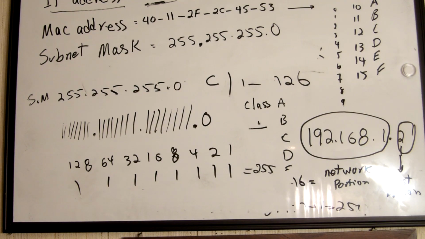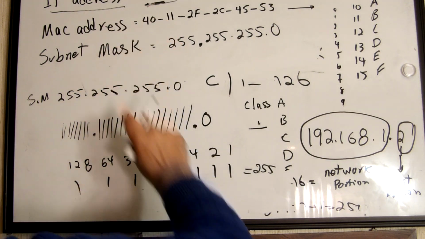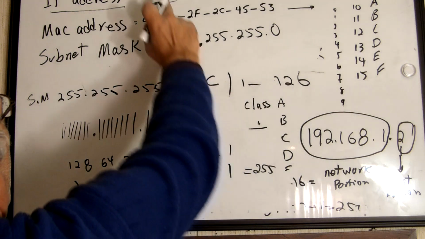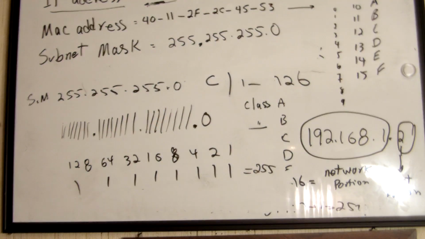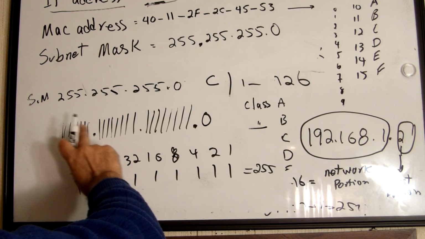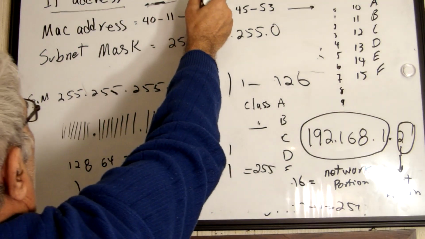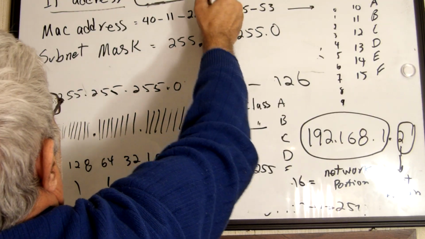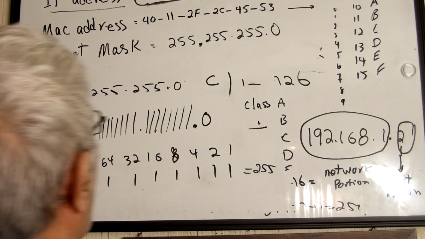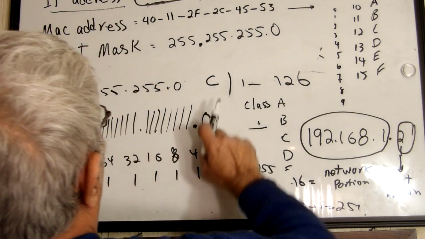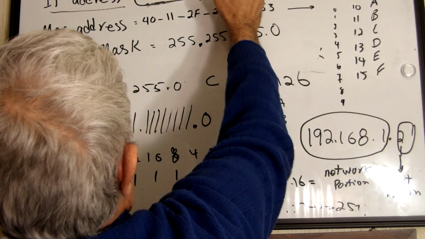Okay, this is class C. Class C starts from 192. 193 is still class C. The subnet mask means these portions are for network, and this portion is for host. Okay, it's supposed to be like this. This portion is 0.